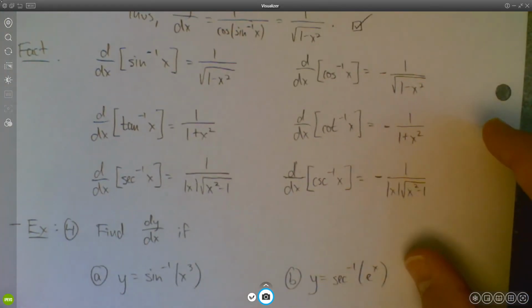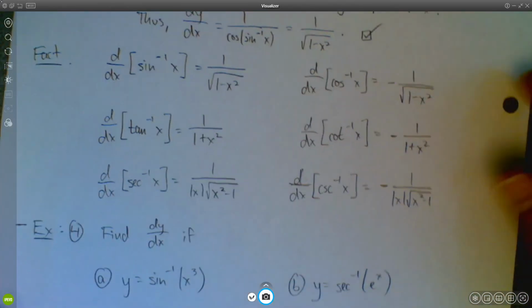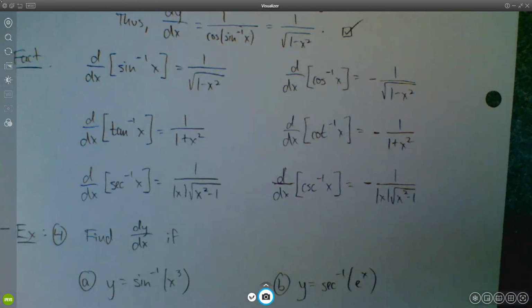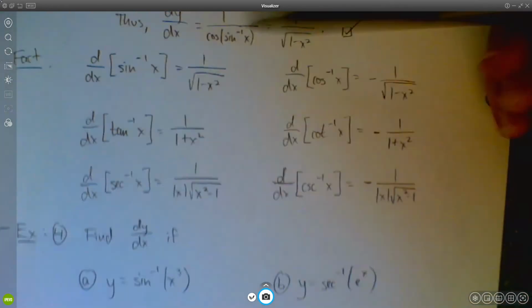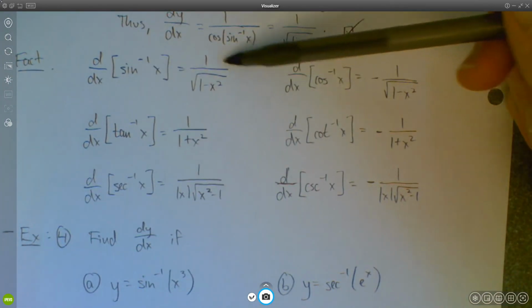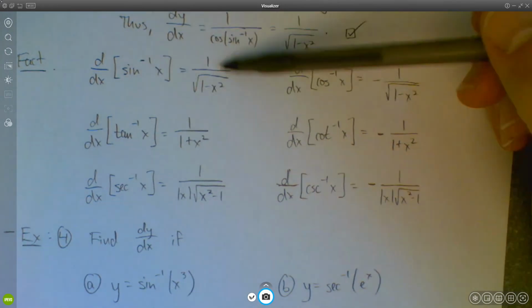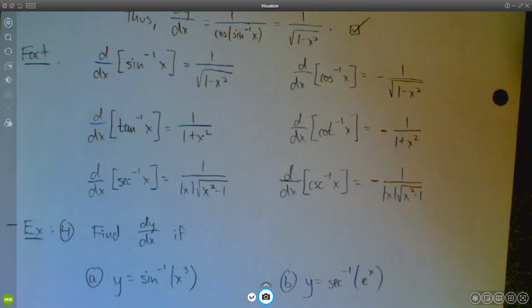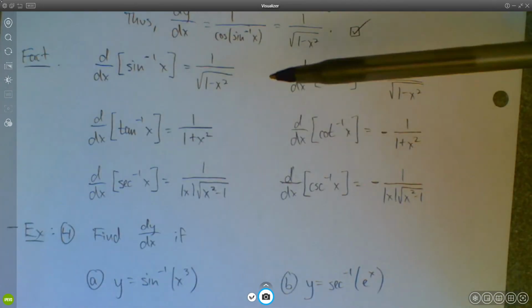So actually, let me just show you the formulas first. Right here they are in all of their glory. So derivative of sine inverse is 1 over square root of 1 minus x squared. And you may think, well, that's kind of fantastic because this derivative doesn't even have any trig in it, which is kind of nice. And you'll see why that happens in a second when I show you the proof.